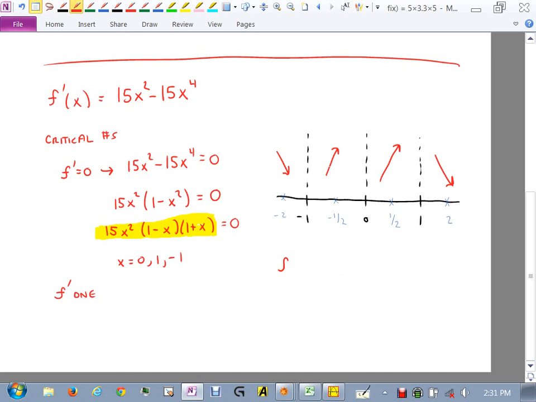Where's the function increasing? -1 to 1. Do I have any problems with any of these numbers not being in our domain? Any issues? No, because it was a polynomial, so no issues with that. So I can go -1 to 1. How about where it's going down? -infinity to -1, and then 1 to infinity.